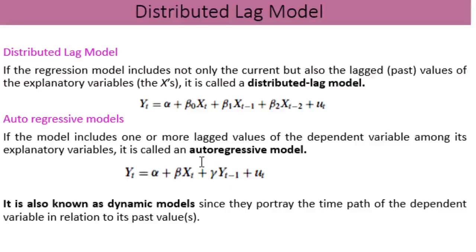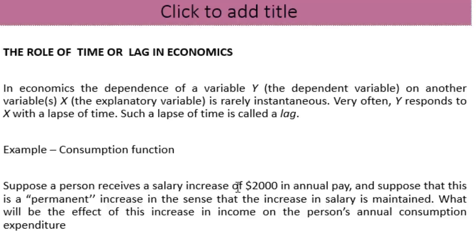And these models are also known as dynamic models, since they portray the time path of the dependent variable in relation to the time path of the explanatory variables. That is, the influence of the dependent variable's time path in the regression model is specified through the autoregressive model. Therefore, these are also known as dynamic models. The role of time or lag in economics is explained in the following section. Some examples are given to make it more clear.